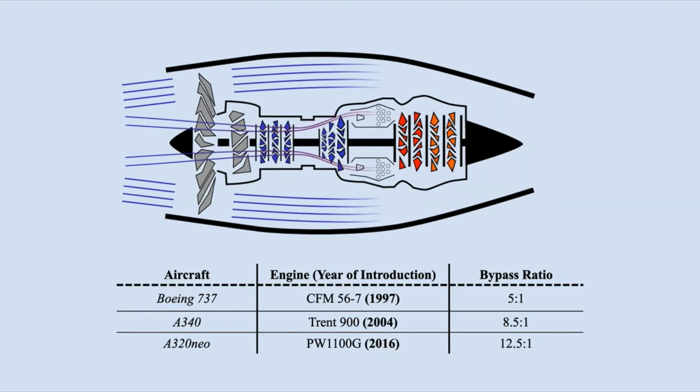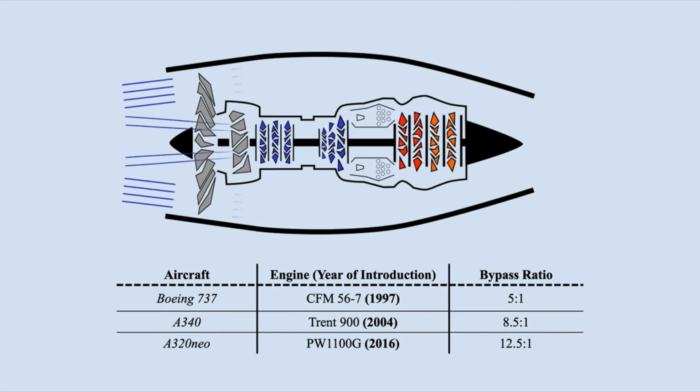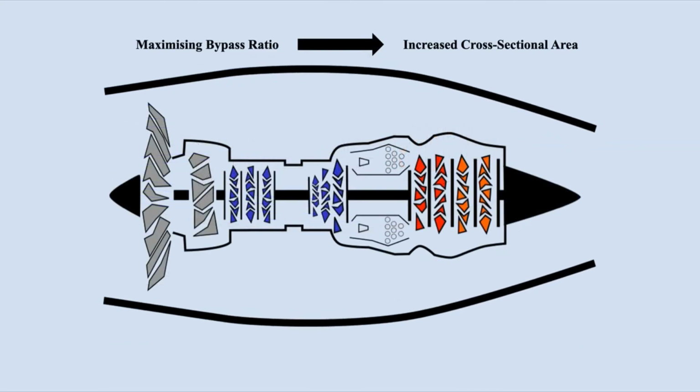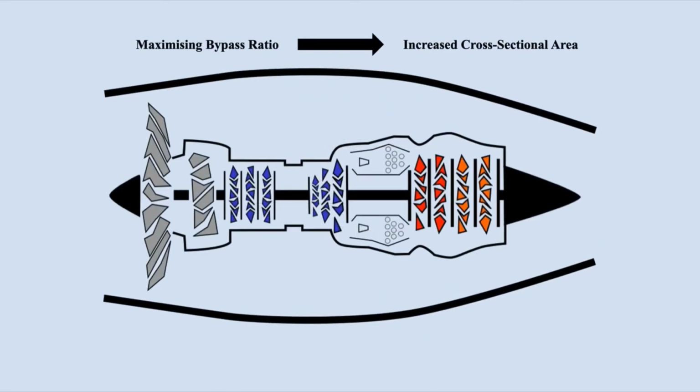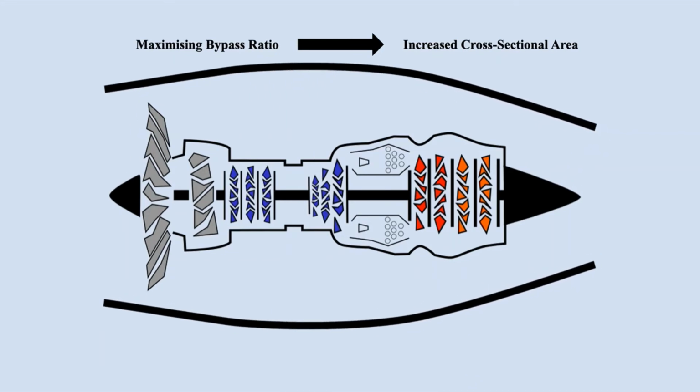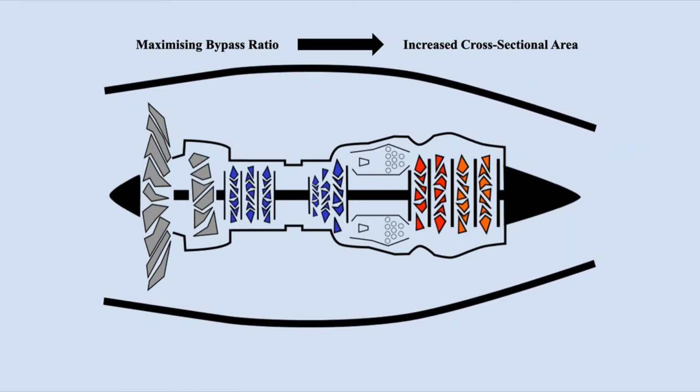The ratio of air going through the bypass area to the air entering the combustion core is known as the bypass ratio. Maximizing this ensures higher fuel efficiency, and an easy way to do so is by increasing the cross-sectional area of the turbofan. However, these longer blades can reduce the longevity of the engine due to the increased stresses.